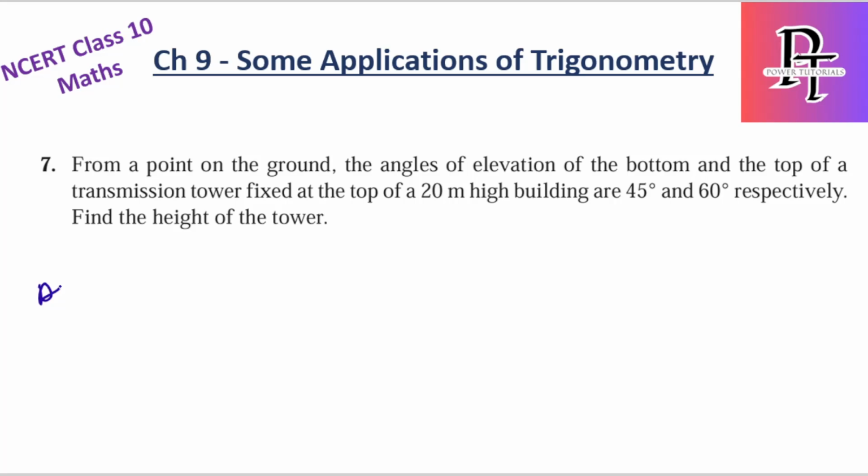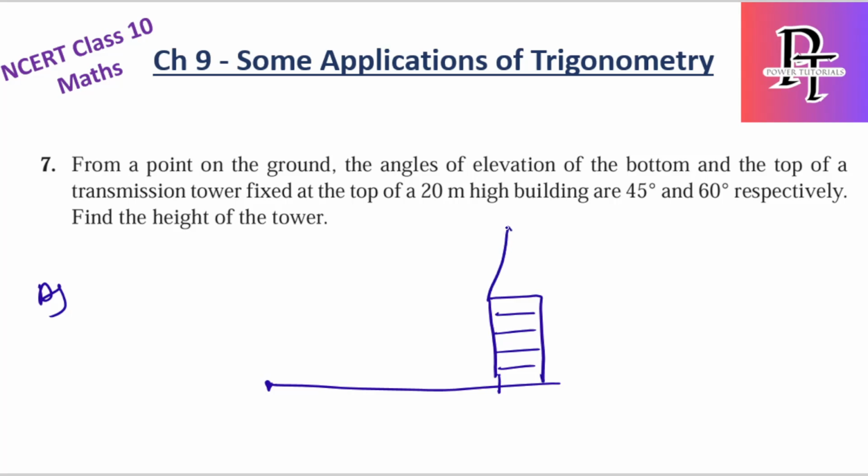So let's first draw normally what they are asking. A point on the ground. So let's suppose we have a ground here. We have a transmission tower which is fixed on the top of another building. So we have a building here, and on this we have a transmission tower. So the building height is 20 meters. The angle of elevation of the bottom is 45, and the top of the transmission tower is 60.